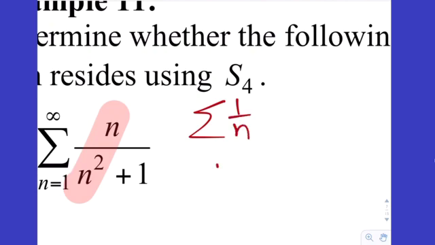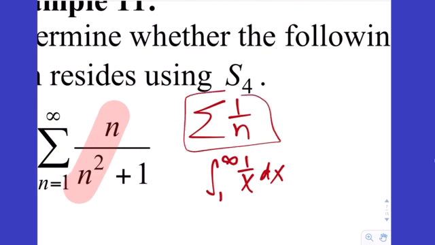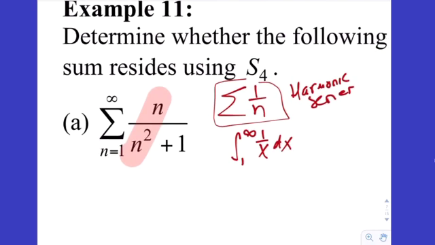1 over n, remember, like the integral from 1 to infinity of 1 over x dx, that was the gatekeeper for diverging. This is called your harmonic series. And it also diverges. If the power is greater than 1, as it turns out, we haven't talked about that explicitly, but we did look at 1 over n and 1 over n squared yesterday. So this is a harmonic series. So if it grows like a harmonic series, it's going to be divergent.